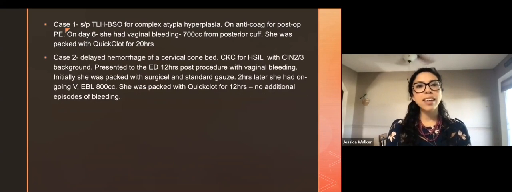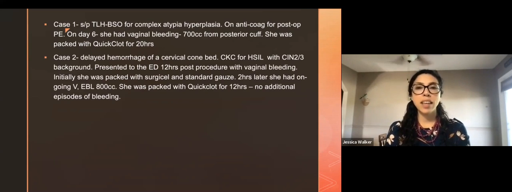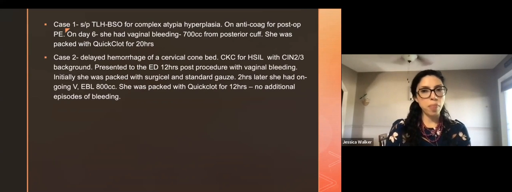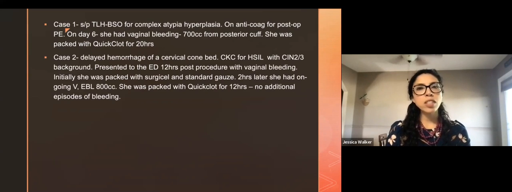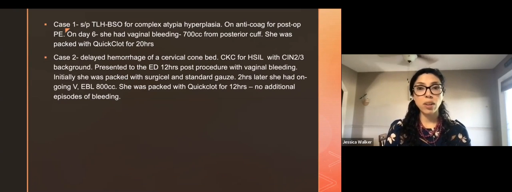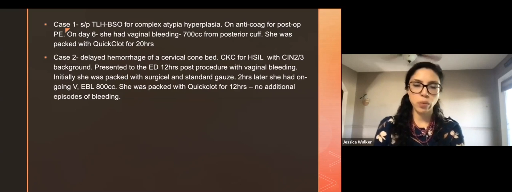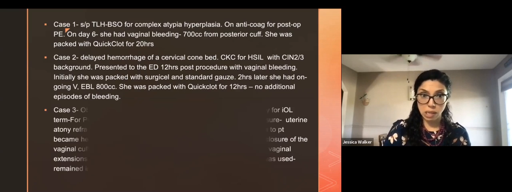And case two is also a delayed hemorrhage, from a cervical cone. This was a patient that had a CKC for an abnormal biopsy. She came through the ED 12 hours later with vaginal bleeding. They attempted to pack her with Surgicel and a standard gauze, and it did not work. So they packed her with QuikClot for 12 hours, and there were no additional episodes of bleeding.